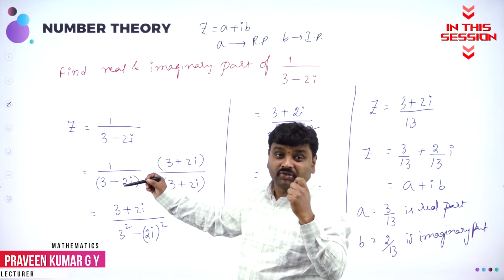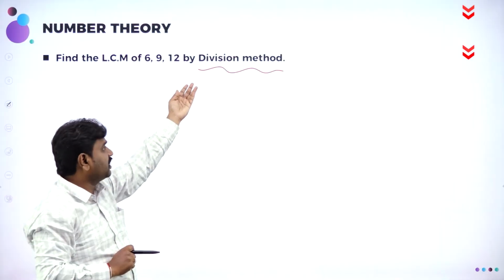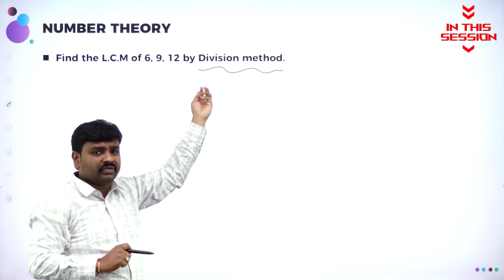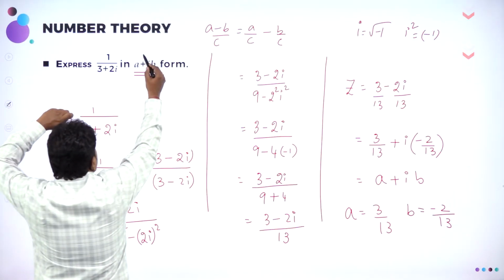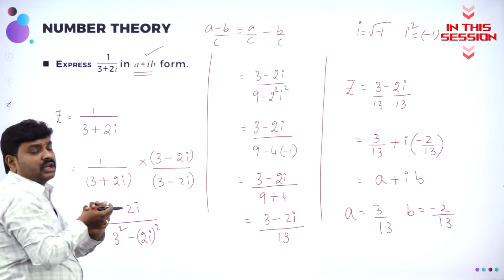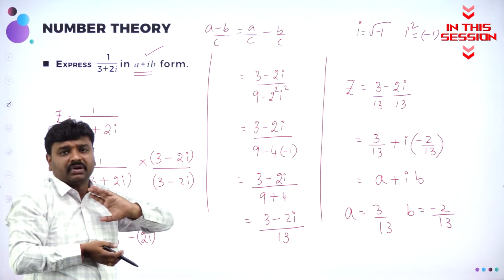First convert it into what form? a plus ib form. So we are regularly doing it by the division method only. Whatever the LCM, this is a faster method. Any problem you want to solve, first the complex number should be in a plus ib form. We call this the standard form of a complex number.